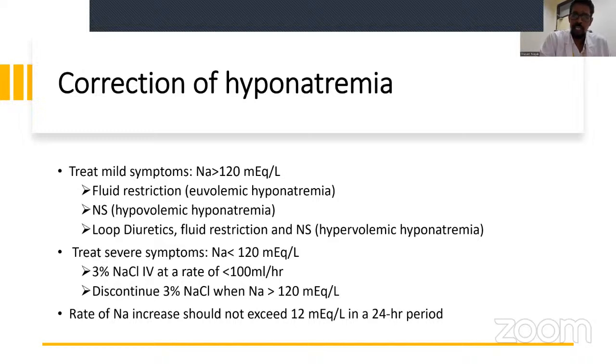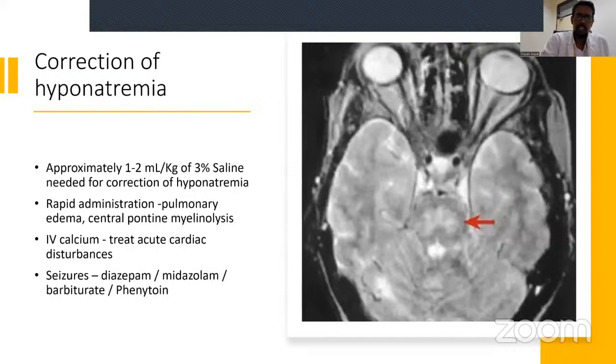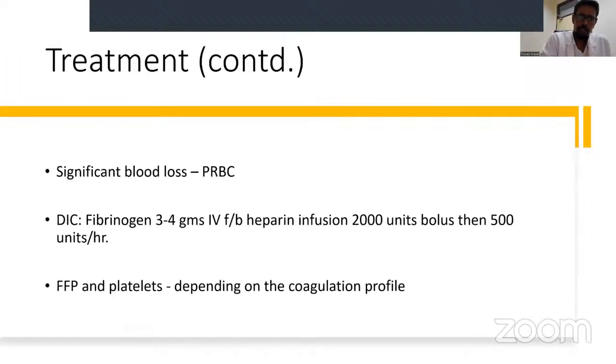Severe symptoms, with the patient at less than 120 milliequivalents per liter, we could consider using hypotonic sodium chloride at a rate of less than 100 ml per hour, and we should discontinue it if and when the sodium crosses 120 milliequivalents per liter. In a 24-hour period, we should not aim to increase sodium by more than 12 milliequivalents per liter, because too rapid correction would lead to pulmonary edema and central pontine myelinosis.